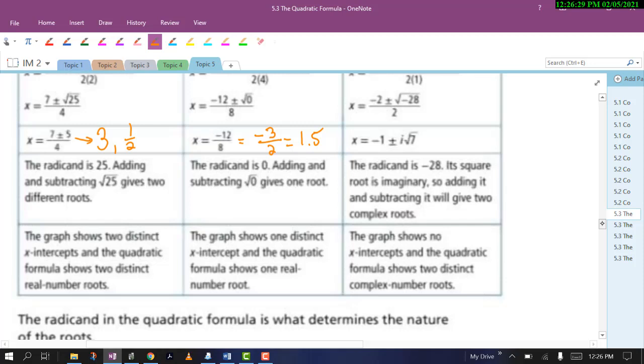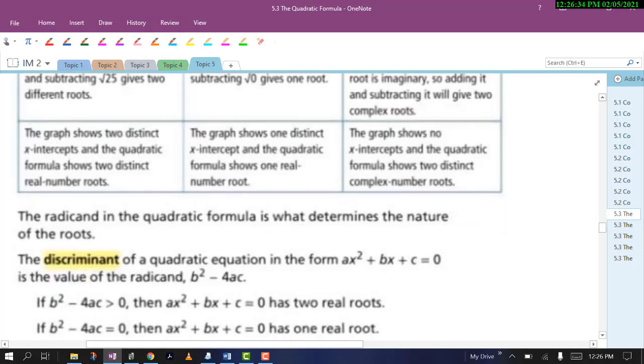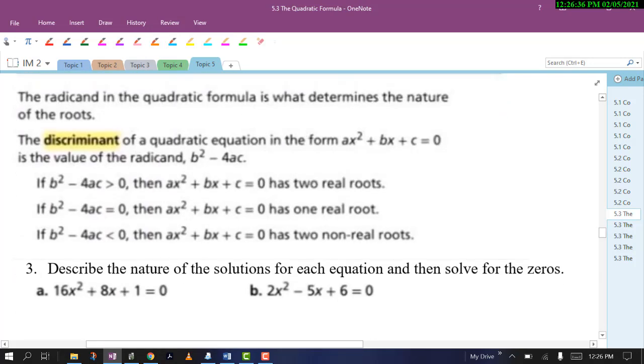Actually, it just says the same stuff that we just did. Let's keep looking. What we are looking at there is the discriminant. The radicand in the quadratic formula is what determines the nature of the roots. So, not with the square root, but b squared minus 4ac, that expression that is inside the square root in the quadratic formula. Depending on the value, we can figure out something about the solutions.